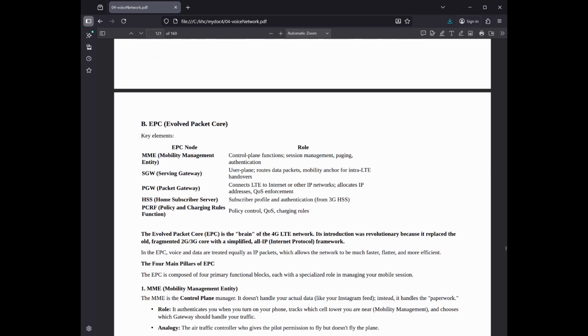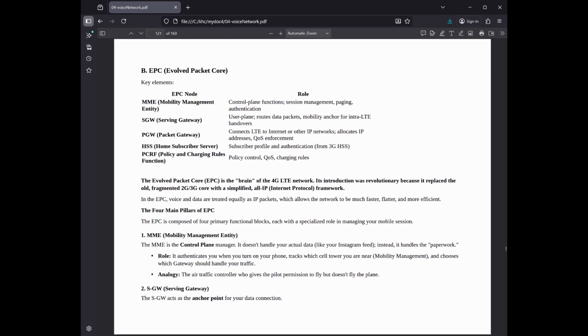EPC, Evolved Packet Core, key elements. MME, Mobility Management Entity: control plane functions, mobility management, session management, paging, authentication. SGW, Serving Gateway: user plane, routes data packets, mobility anchor for intra-LTE handovers. PGW, Packet Gateway: connects LTE to the Internet or other IP networks, allocates IP addresses, QoS enforcement. HSS, Home Subscriber Server: subscriber profile and authentication, from 3G. PCRF, Policy and Charging Rules Function: policy control, QoS, charging rules.